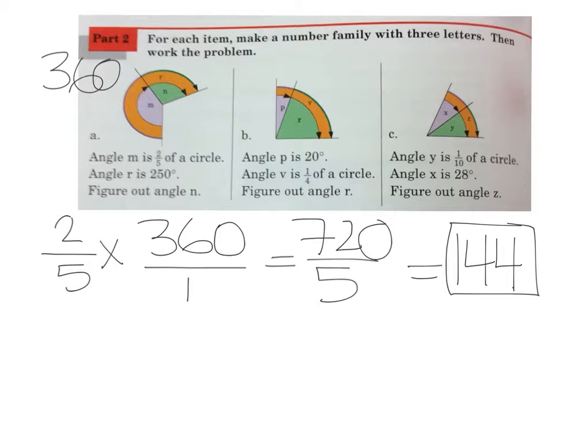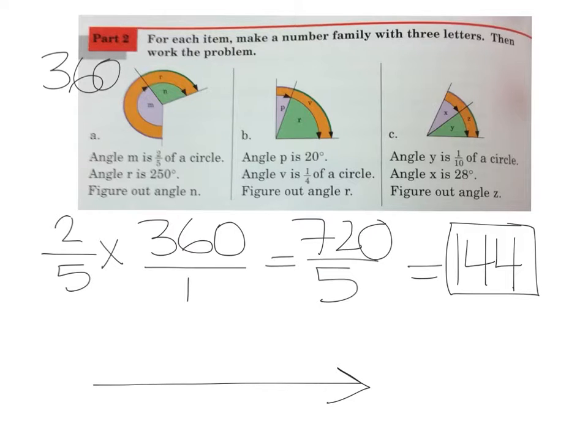So now all I've done is I've figured out angle M. Instead of knowing that it's 2/5 of a circle, I've now solved to know that angle M is 144 degrees. So now I'm ready to make the number family because now I know angle M and angle R, and that's enough to make my number family to figure out angle N.